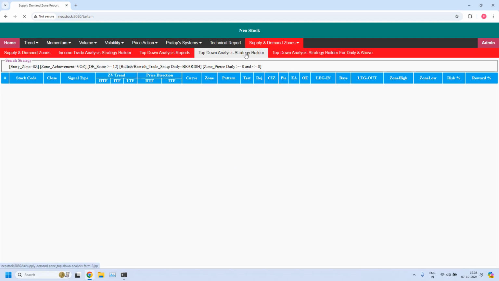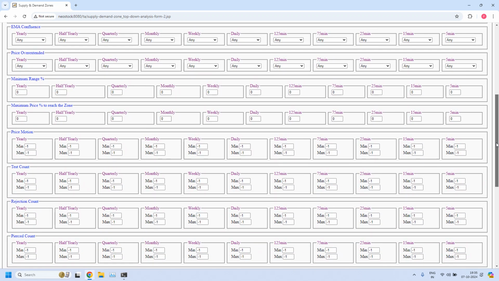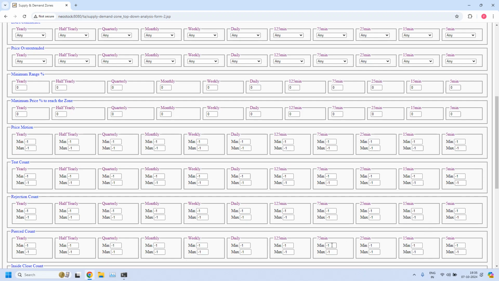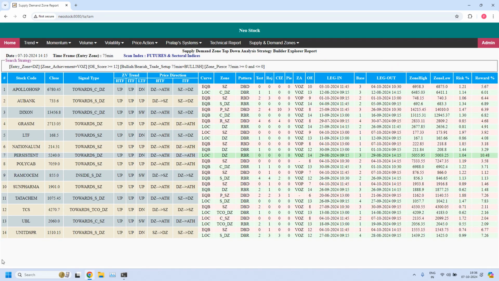Okay, next setup is the bullish trade setup for weekly income trade. Entry time frame 75 minutes, entry zone demand zone. In bullish or bearish trade setup at 75 minutes, I am selecting bullish. 75 minutes demand zone should not be pierced. So in the pierced count at 75 minutes time frame, minimum value I am setting 0, maximum value 0. Zone achievement violated opposing zone, minimum odd enhanced score 12, and all the 3 filters are applied to the 75 minutes demand zone. 14 stocks are filtered. All these 14 stocks are currently supporting bullish trade setup for weekly income trade. That is entry time frame 75 minutes.